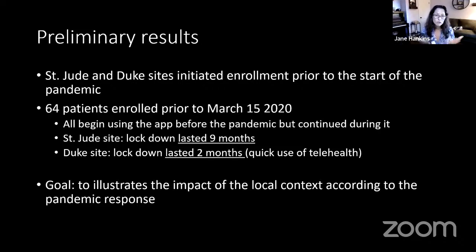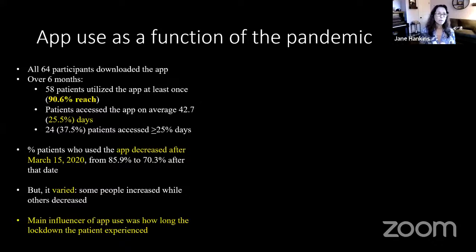So the goal here is to illustrate the impact of the local context, how the response to the pandemic affected the results of the study. So there were 64 patients who were enrolled before the pandemic, and their participation in the study happened partially before, but also during the pandemic. And they experienced the lockdown depending on which site they were.